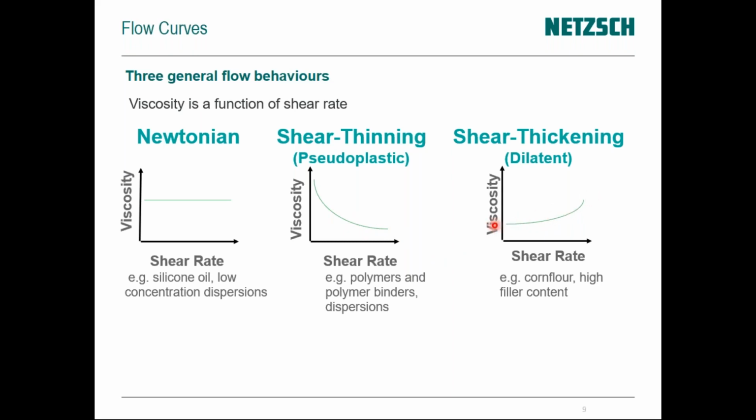This is where the material is quite highly loaded, usually with solids, and when you shear it, it actually gets thicker, and that's because there's not enough liquid in there to lubricate between the particles. And when you displace them from best packing, the interstitial volume isn't easily filled by that liquid.